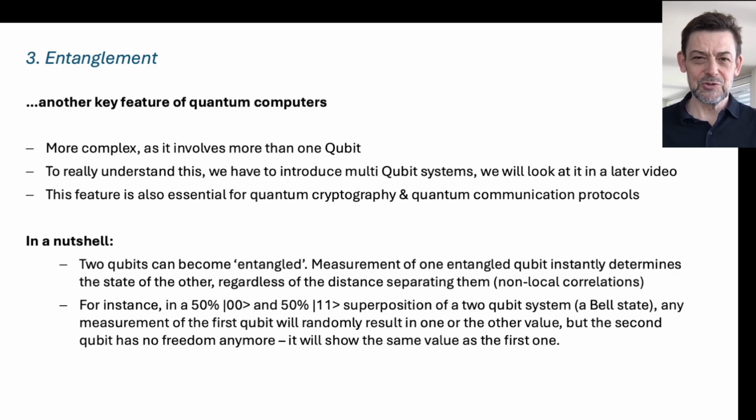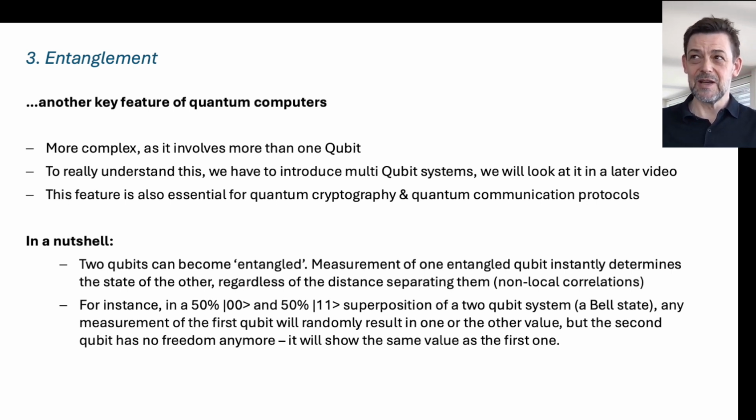Entanglement is another key feature of quantum computers. We will not use it for our first program, but it is still a cornerstone worth being mentioned. Entanglement is more complex to understand as it involves more than one qubit. To really understand this, we have to look at multi-qubit systems in a later video. But in a nutshell, we can state this.